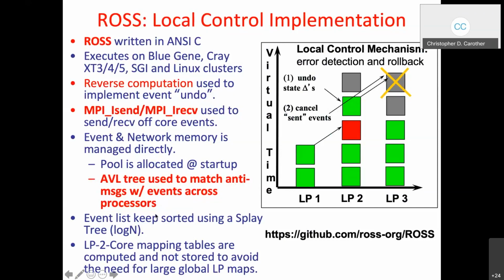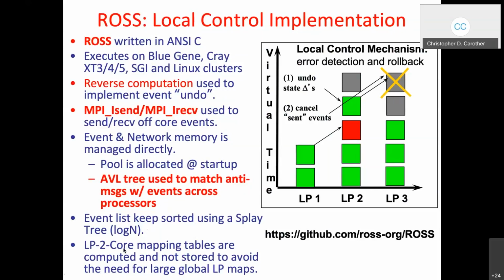The other interesting thing is we had to go to computed LP to core tables and not use static data structures, because we were talking about running models with hundreds of millions, if not billions, of logical processes. And so that wasn't scalable in terms of the memory. So we had to have computable mapping tables.